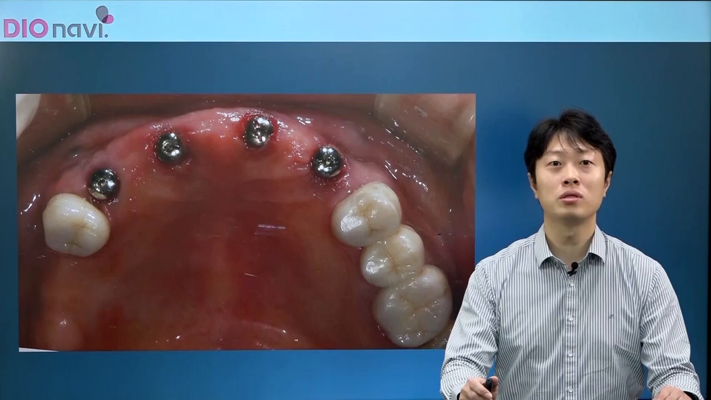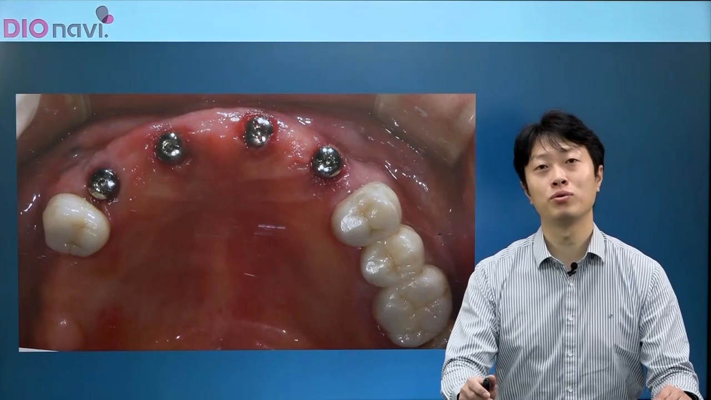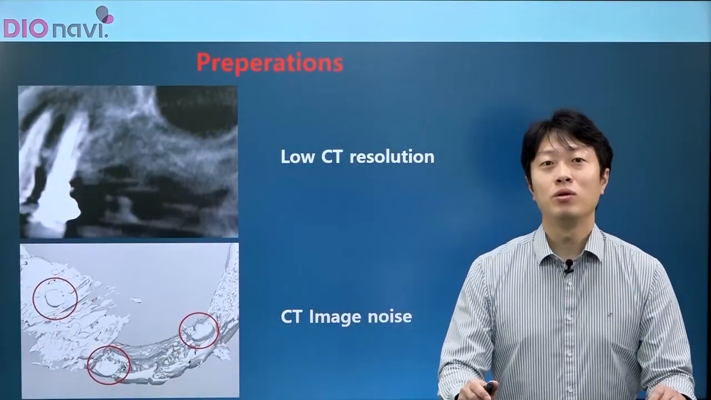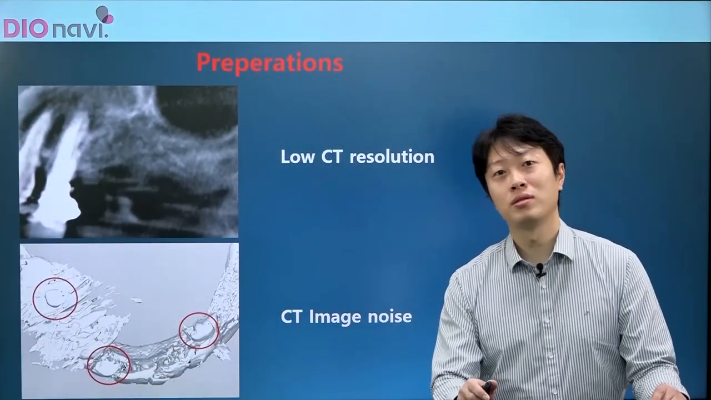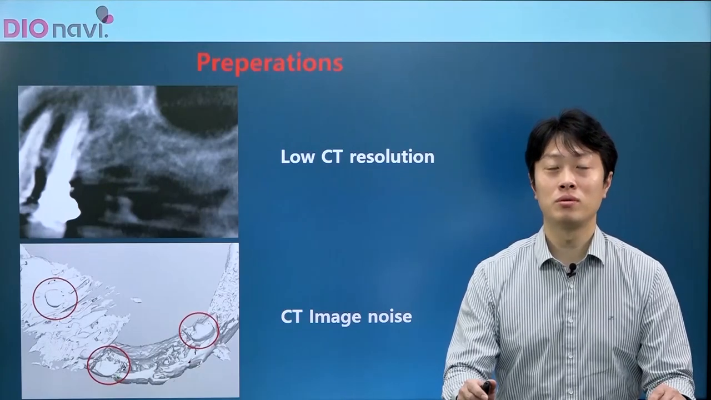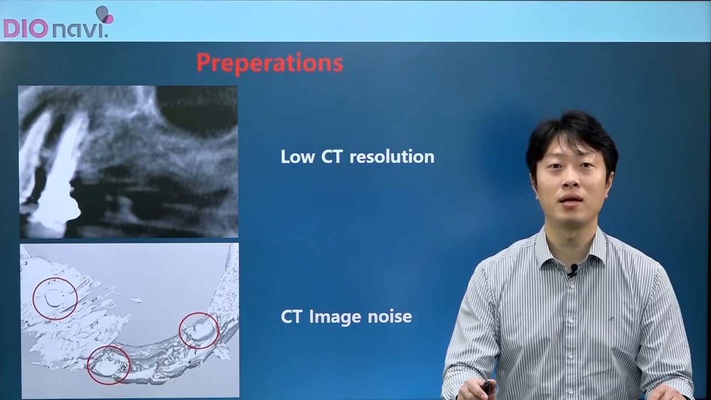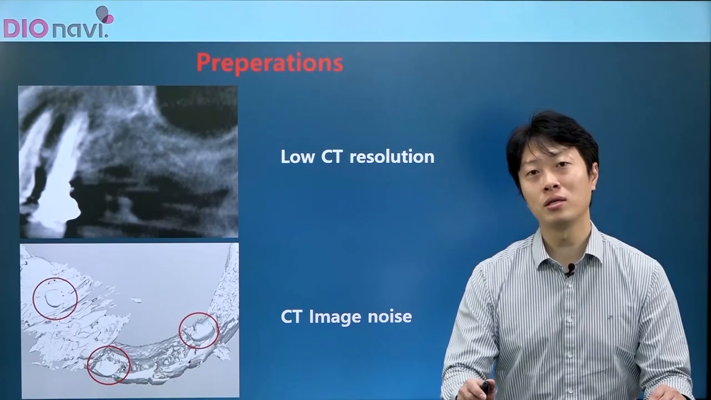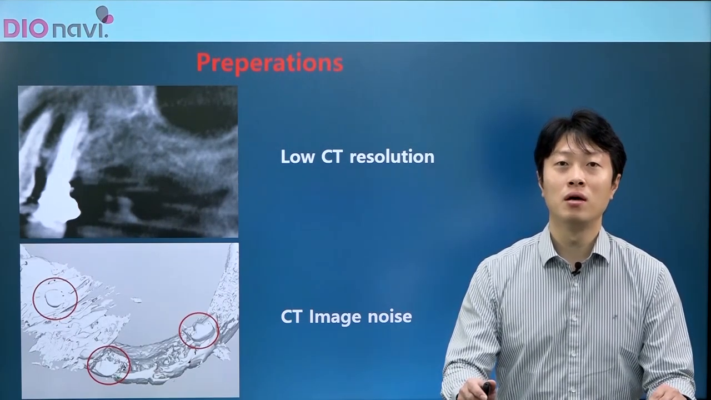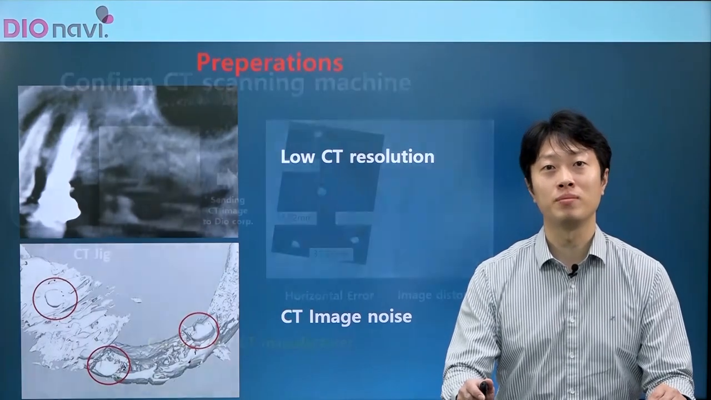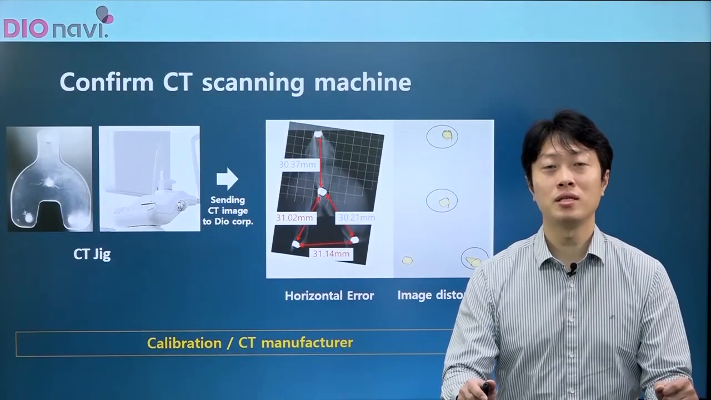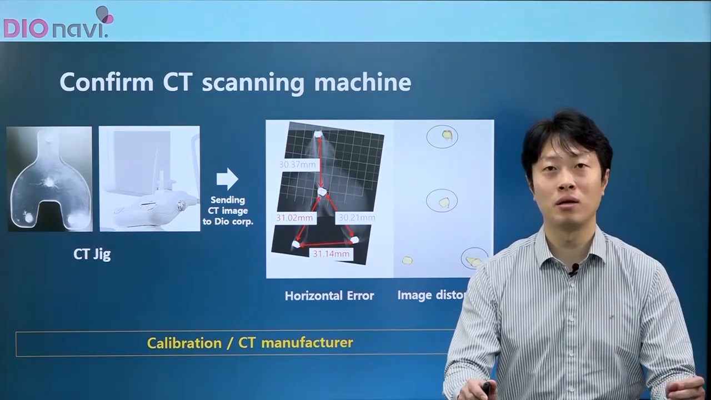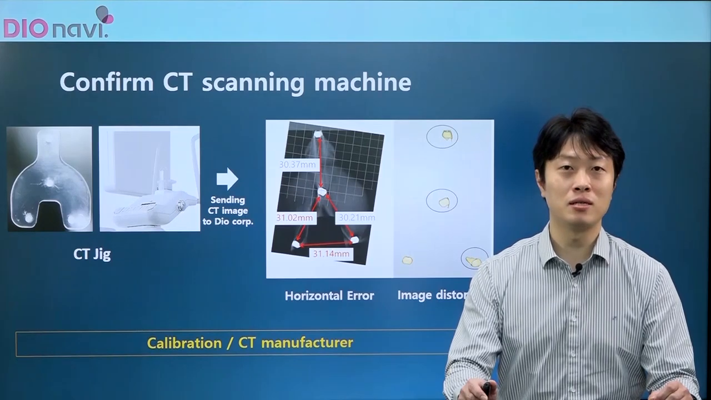The advantages of DIOnavi surgery involve significantly less post-surgical bleeding, swelling, and pain. To perform surgery using a DIOnavi guide, it is crucial that we obtain accurate CT data first. If the CT equipment is outdated and the resolution is significantly degraded, or it has noise issues, producing precise guides may be difficult. The easiest way to determine if the CT equipment in the clinic is accurate or not outdated is to use a CT jig.